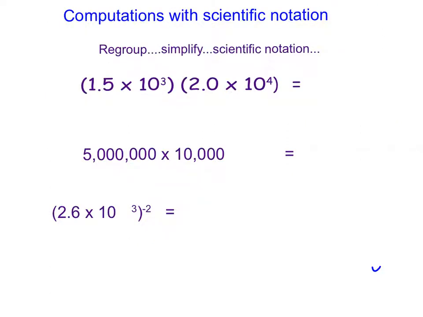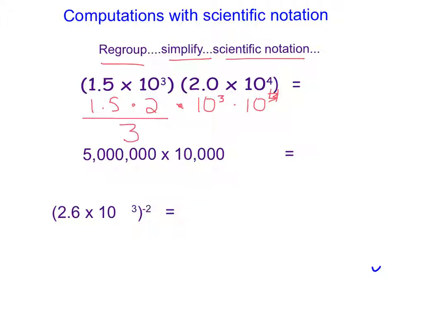So again, computations with scientific notation. What you're going to do is regroup, simplify, make sure it's in scientific notation. So I'm going to regroup, putting my numbers next to each other, and putting my powers of 10 next to each other. Then I'm going to simplify 1.5 times 2. That's like $1.50 times 2. You end up with 3 times 10 to the, when you're multiplying powers with the same base, you add the exponents. So I get 3 times 10 to the 7th.